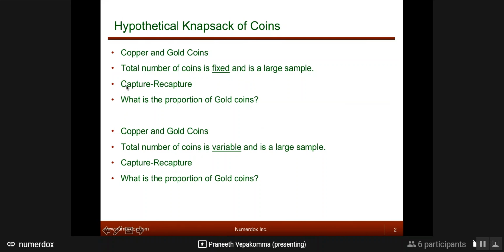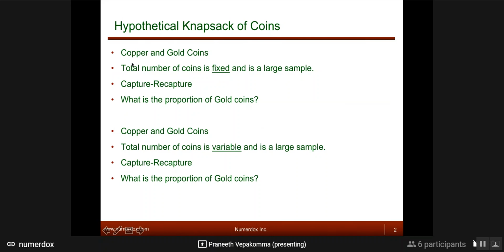Say you're doing a capture-recapture, which means you're taking out, you're counting how many gold you got, or what is the proportion of copper and what is the proportion of gold every time in one count that you take. So basically you put your hand in and take out whatever comes out, you count and you put it back again. So again, you recapture. So you're not putting whatever you're counting outside the bag, you're putting it inside.